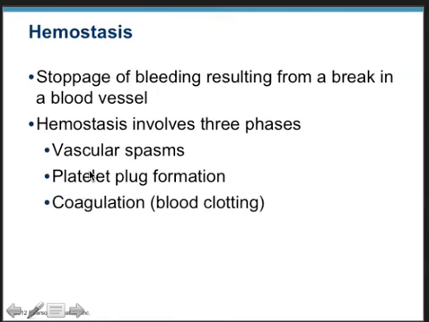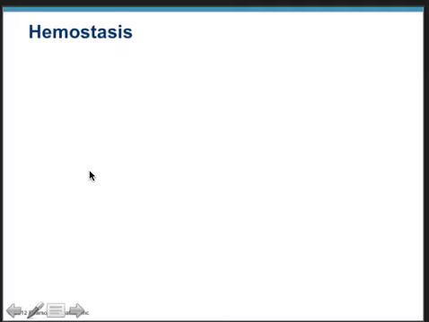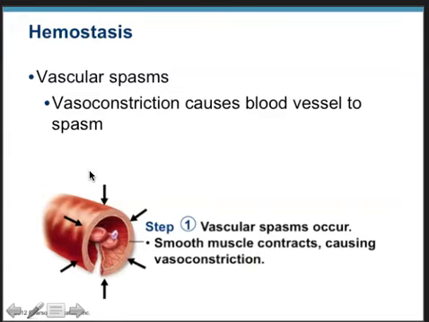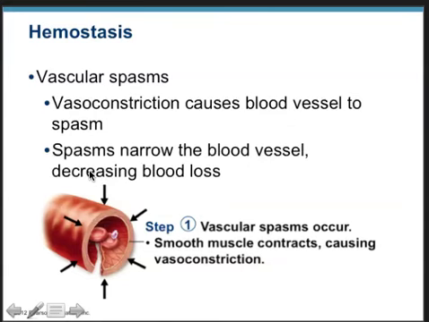So if we look at each step in a front-to-back fashion, we begin here with the vascular spasm, which is brought about by smooth muscle contraction in response to chemicals that are released by damaged tissue. So what will happen here is that the smooth muscle in the middle layer of the blood vessel, called the tunica media, will contract as chemicals are released from the damaged tissue around it. This narrows the blood vessel, and this decreases the amount of blood loss. So that's the first step.